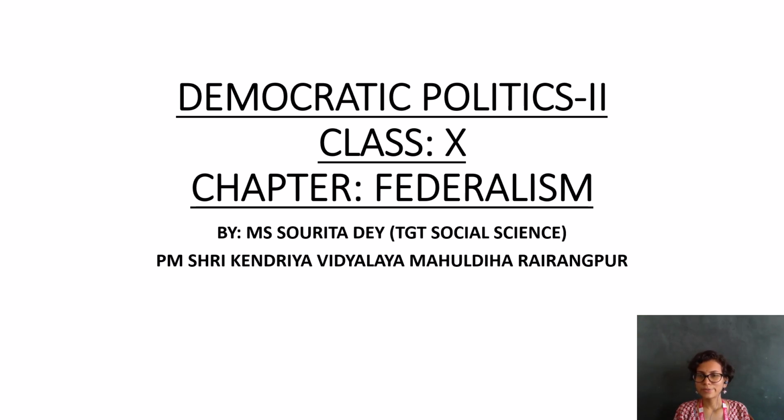Good morning, students. We have gathered here for a new class of political science from your textbook, Democratic Politics. Chapter name is Federalism. As we have already completed the first chapter, which was power sharing, you know well that for a democracy to be called a democracy, it needs to share its power between different units. It can be horizontal power sharing, it can be vertical power sharing. Power should be shared between different organs of government, between different levels of government, and also between different social communities.